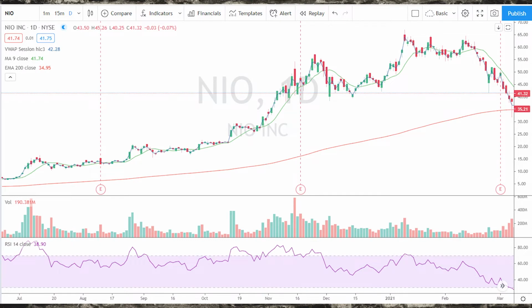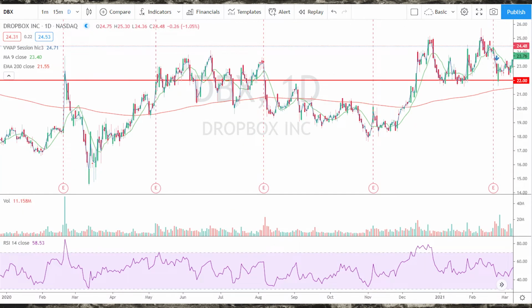NIO has been hit hard with recent market sentiment. They had their earnings on the 1st of March and there was nothing concerning about them. Besides the EV hype we had until recently, I believe NIO can be an excellent candidate for my short put trades. I'll be looking to sell puts at the $35 to $40 area if I manage to free up some margin. Dropbox is the last stock on this watch list.